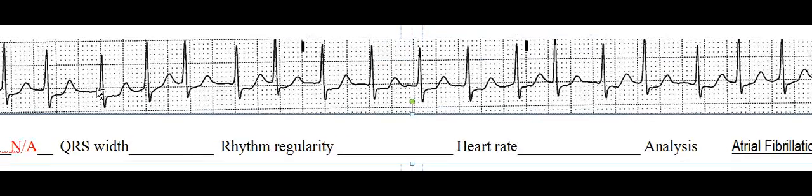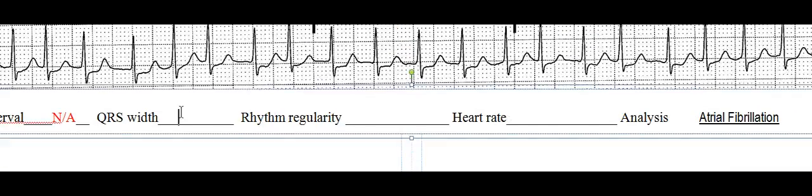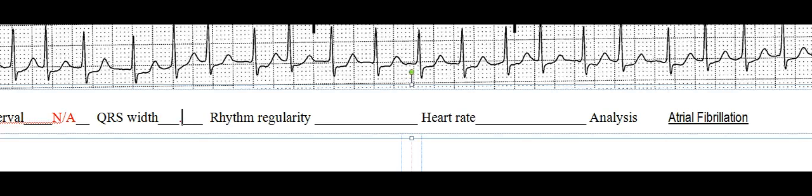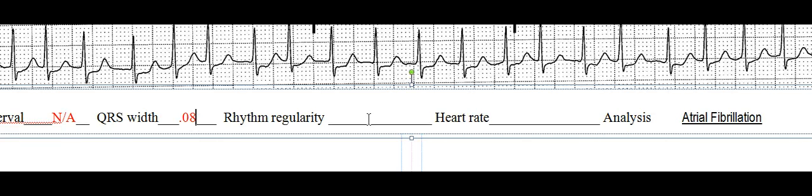So I'm going to write QRS width. I'm going to go with a 0.08. There we go. Regularity, as we said, is quite irregular.